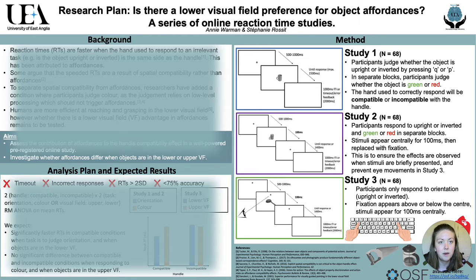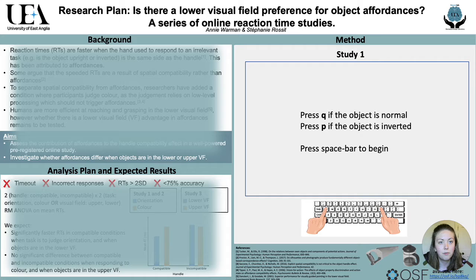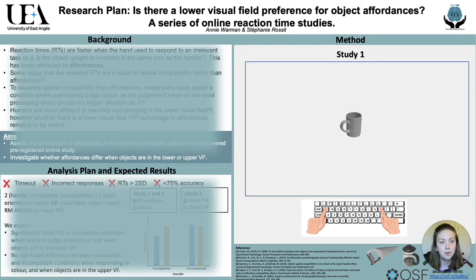In study 1, participants will complete 4 blocks of 80 trials. 2 blocks responding to whether the object is upright or inverted, and 2 blocks responding to whether the object is red or green. Each block begins with instructions like this, and then after fixation, an object appears at the centre and participants will have 1500 milliseconds to respond. The correct answer here is normal, so the participant presses Q, and this is an example of a handle compatible trial.